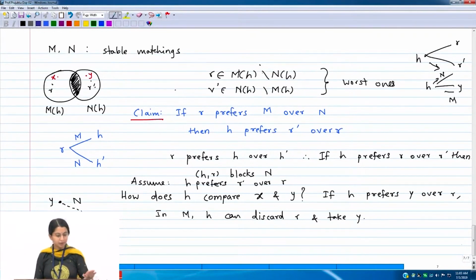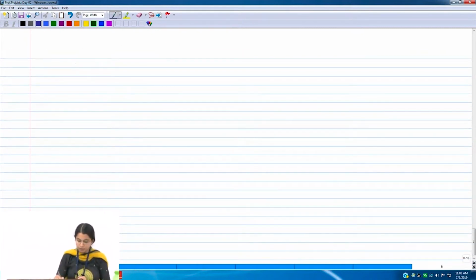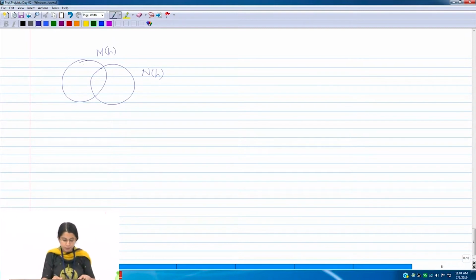Okay, so let's get back to this proof which we had left halfway. Yeah, so maybe I can just recap a little bit so that we won't be lost. Once again we are looking at this M of H and N of H, and we want to say that H likes either all residents in M of H more than all residents in N of H or vice versa. So, when comparison is concerned, we can just ignore the common residents and only talk about the ones which are different.